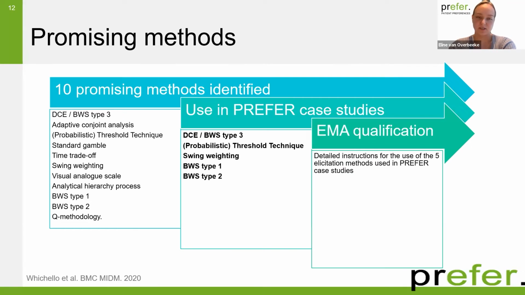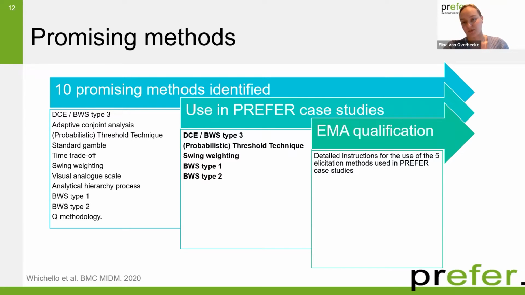And out of that exercise, we were able then to identify 10 promising methods that can be used to inform decision-making during the medical product lifecycle. And you see those 10 here on the left. And then from those 10, we made a selection of 5 studies to be used in preferred case studies. And these 5 cover the different categories of preference methods, of elicitation methods.